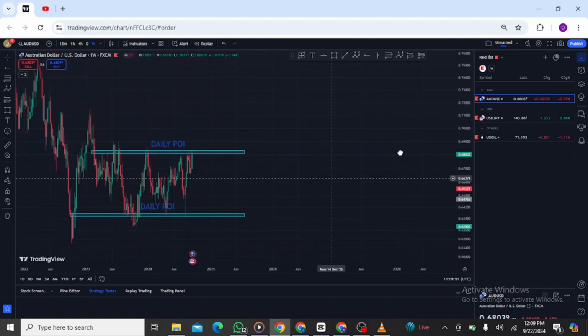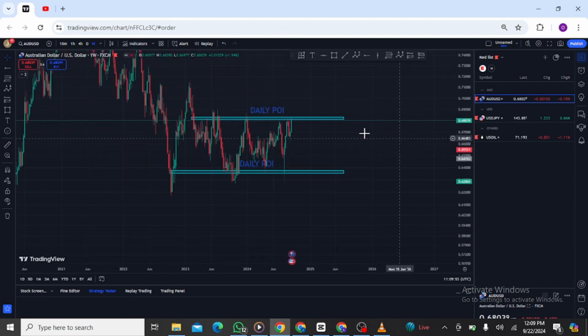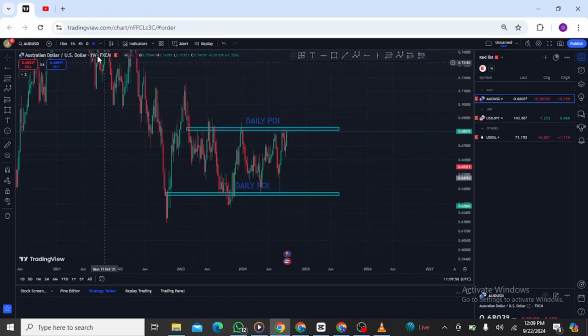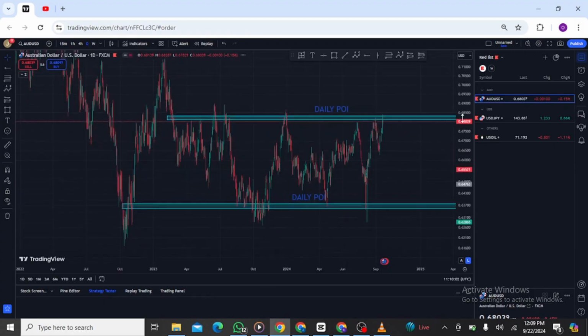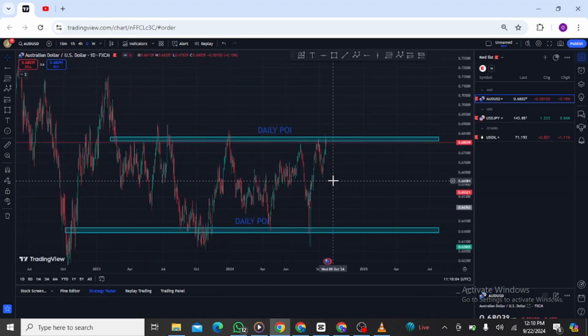So this is weekly time frame. As you can see, I wrote a daily report of interest. If you go to daily, I've already done it. So on AUD USD, we are at resistance level.